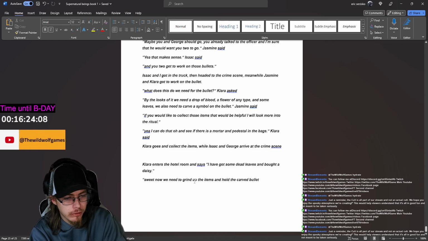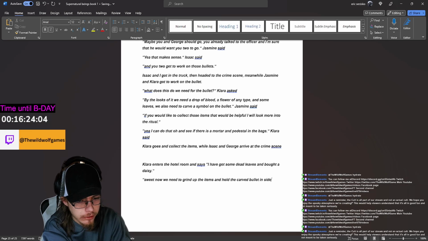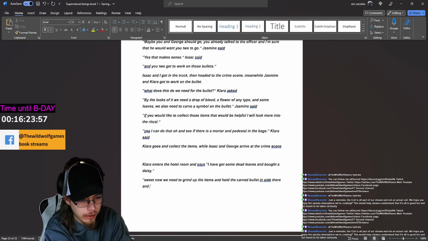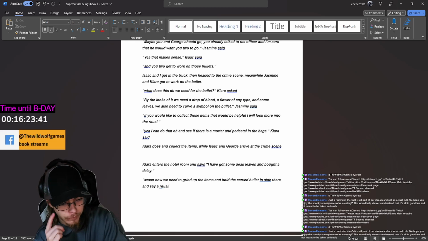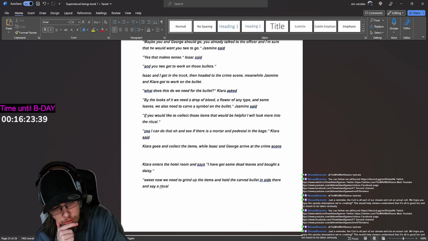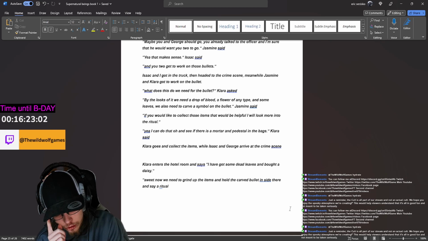Sweet. So now we need to grind up the items and hold the carved bullet inside there and say a ritual. Thinking of tarot cards, I'm trying to think of how we could include tarot cards in there. Same with the Ouija board and a voodoo doll. Well, a voodoo doll we could have in the doll chapter.